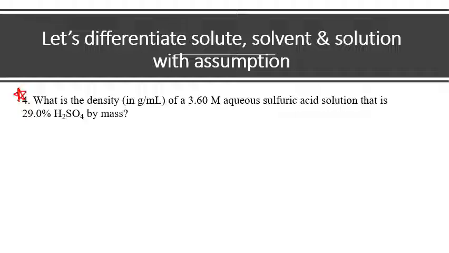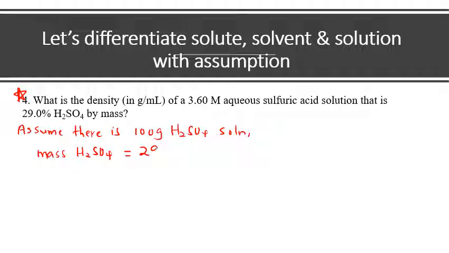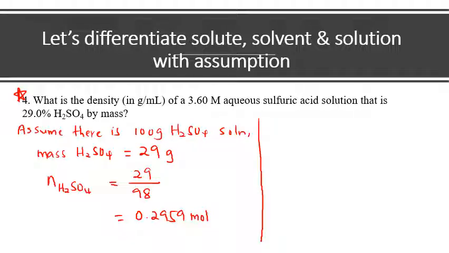Okay, we repeat using the same question, but do the assumption with another dimension. Okay, in the previous slide we discussed assuming 1 liter solution, but this time we are going to assume there is 100 gram H2SO4 solution. So if this is the case, the mass of H2SO4 will equal to 29 gram. With the mass of H2SO4, we will be able to determine the number of mole of H2SO4, which is 29 over 98. So 29 over 98 is equal to 0.2959 mole.